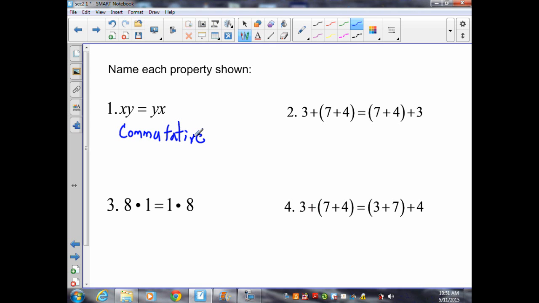Number 2, (3 plus 7) plus 4 equals 7 plus (4 plus 3). Notice it looks like I have parentheses, so your first inclination is to go associative property because it has parentheses. But notice the order changes. 3, 7, 4. 7, 4, 3. So it changed order. So again, this is the commutative property.